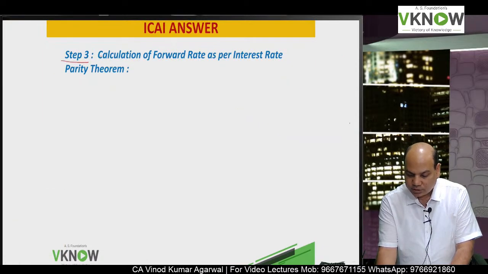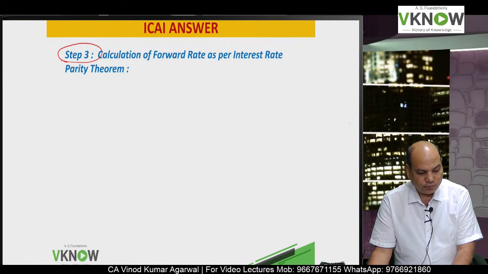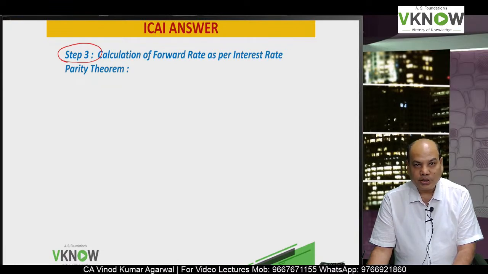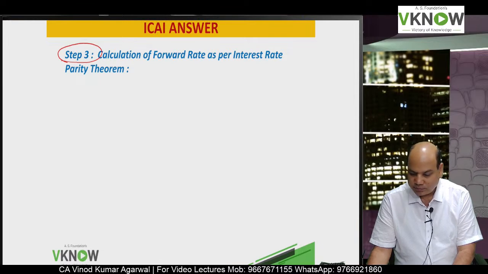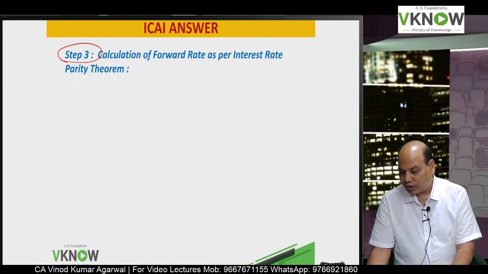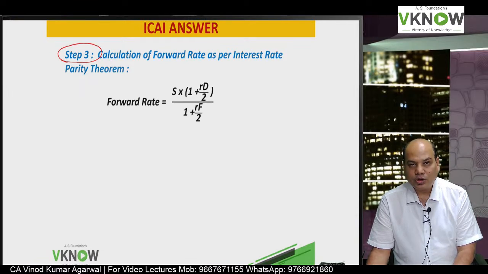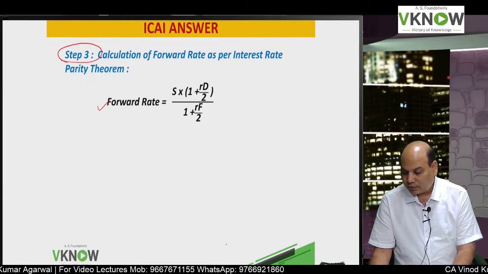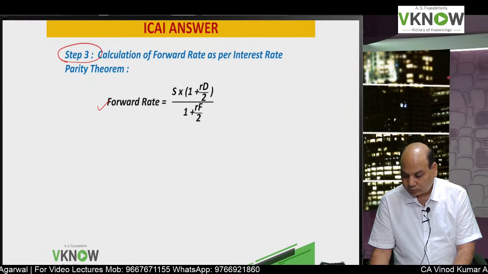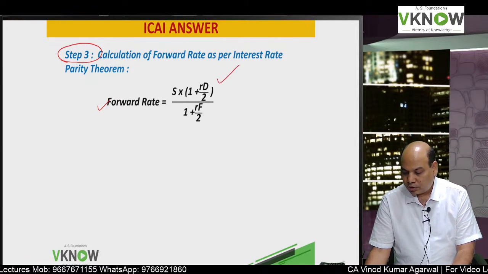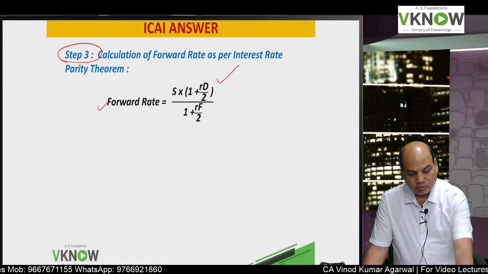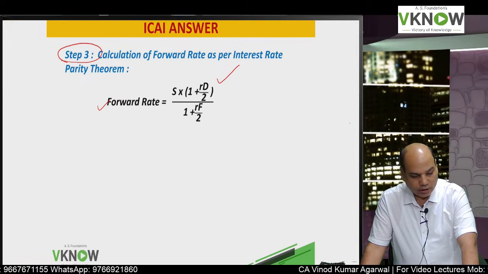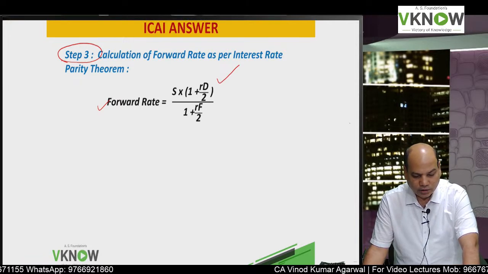So now write down step number 3, just to check the exchange rate as per IRPT. Calculation of forward rate as per IRPT. Write down the formula, you are already aware: forward rate is equal to S into (1 plus RD by 2) upon (1 plus RF by 2).